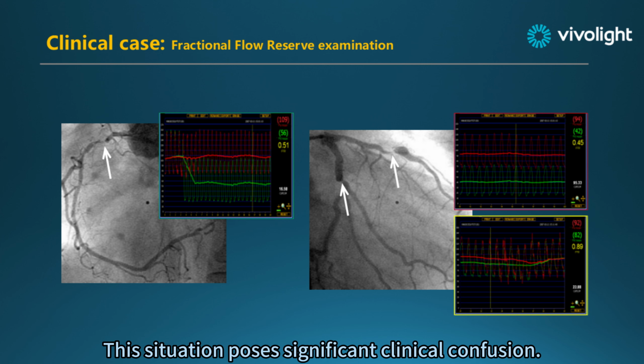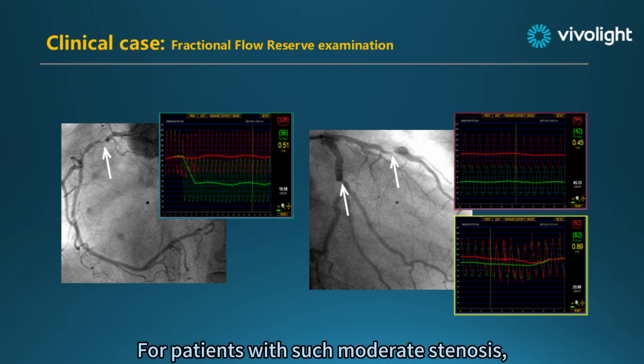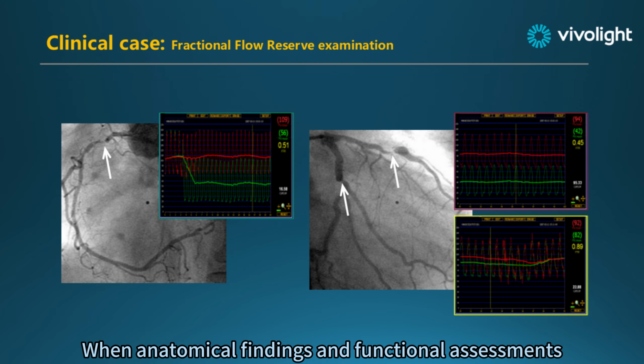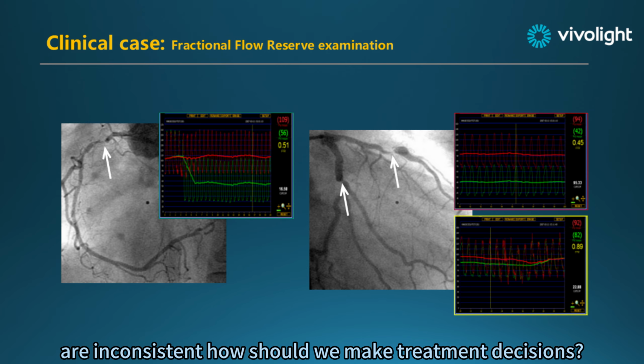This situation poses significant clinical confusion. For patients with such moderate stenosis, should we perform interventional therapy or not? When anatomical findings and functional assessments are inconsistent, how should we make treatment decisions?